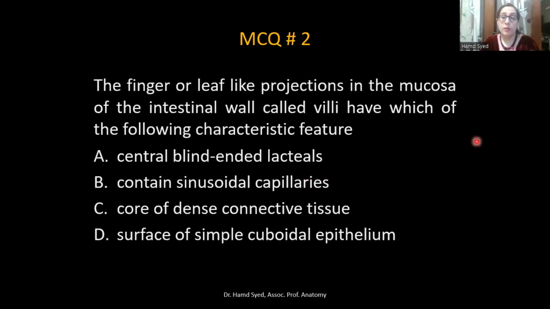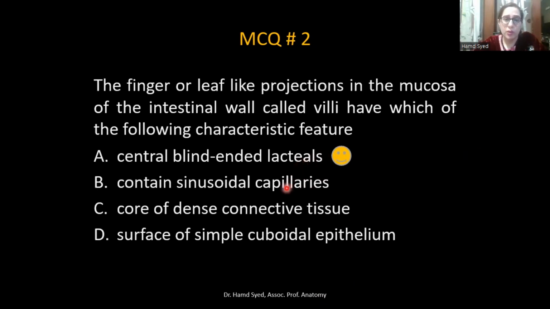Here's the other MCQ. The finger or leaf-like projections in the mucosa of the intestinal wall, called villi, have which of the following characteristic features? We've just talked about villi and looked at their basic histology. We know that within the core of the villus, there is a blind-ended lymphatic capillary, also known as a lacteal. So A is the correct option.